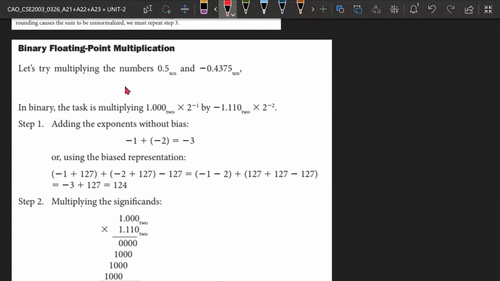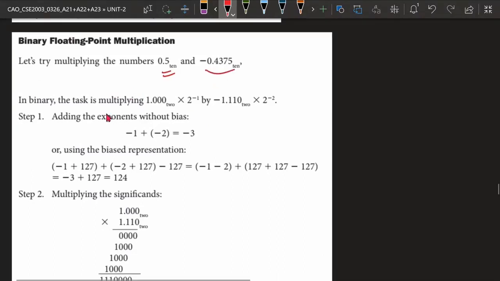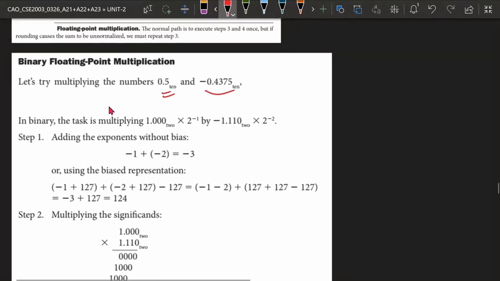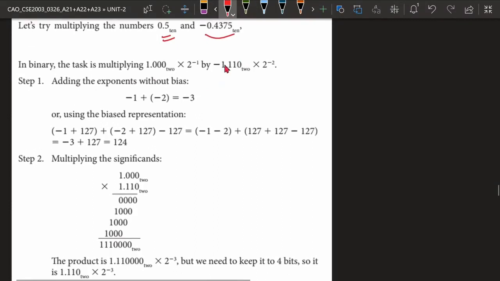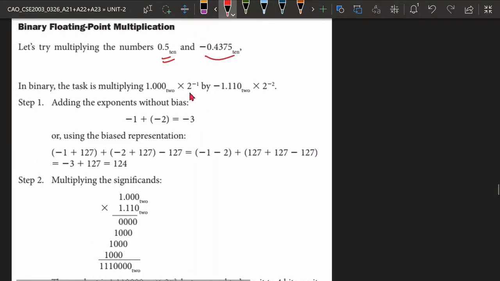Here the numbers are given as 0.5 and this other number, and we need to do the multiplication. As we have already seen in the previous question, for multiplication we should add the exponents. First of all, we convert the numbers into binary, then write them in scientific form, and then add the exponents. Adding the exponents -1 and -2, overall we get -3.